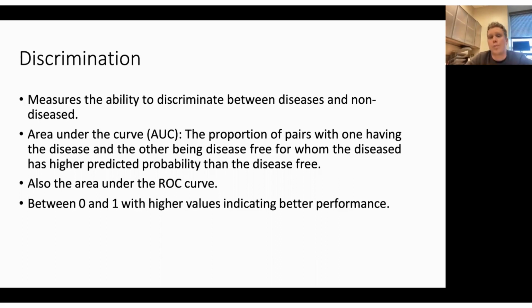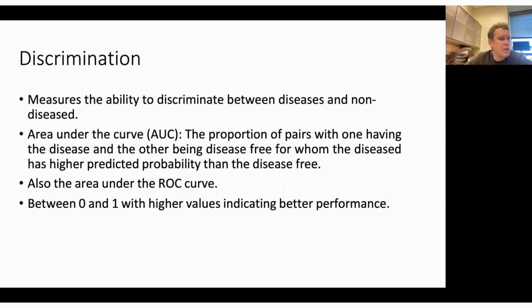But it's basically the proportion of pairs with one having the disease and the other one being disease-free, for whom the diseased one has a higher predicted probability of having the disease than the one who is disease-free. So that's sort of its discrimination interpretation of the AUC. And this is also the area under the ROC curve.